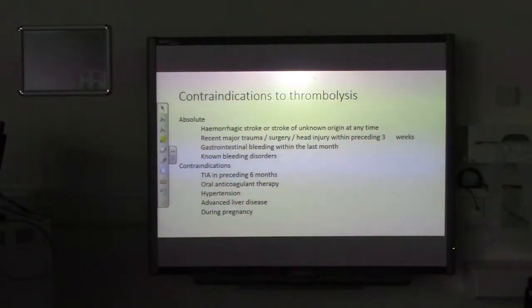Contraindications to thrombolysis: the absolute ones are hemorrhagic stroke or stroke of unknown origin at any time. So anybody who's had a stroke should not really be offered thrombolysis. Recent major trauma, surgery, or head injuries within the preceding 3 weeks is again an absolute contraindication, as is gastrointestinal bleeding within the last month and any known bleeding disorders. Relative contraindications are TIA in the preceding 6 months, oral anticoagulant therapy, hypertension, advanced liver disease, and pregnancy.